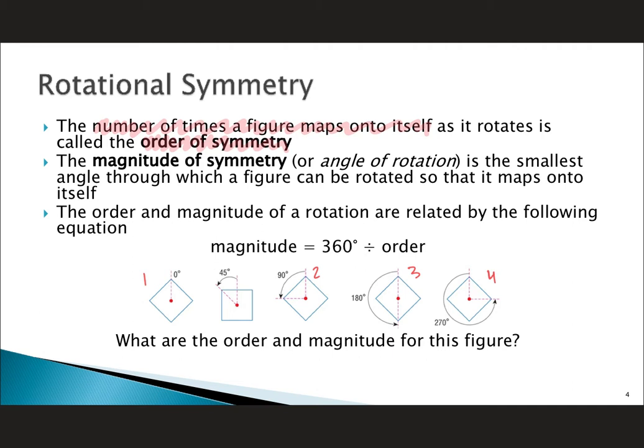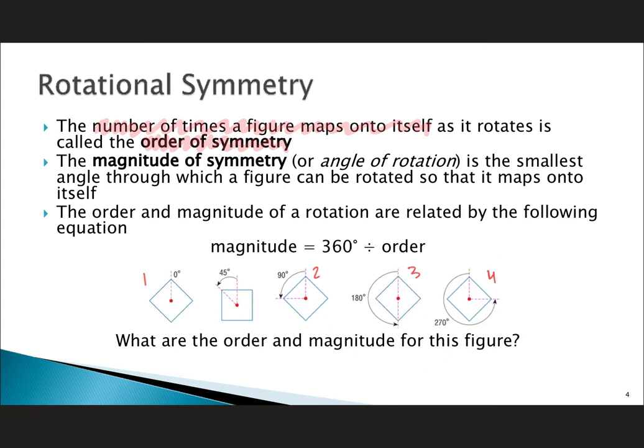If we rotate that last 90 degrees to 360, we're going to be in the exact same position as the pre-image, which is the reason why we're not counting it. We count the pre-image, or you can count 360, but you don't count both because they're in the exact same position, if that makes sense. So order of symmetry is the number of times the figure maps onto itself as it rotates.